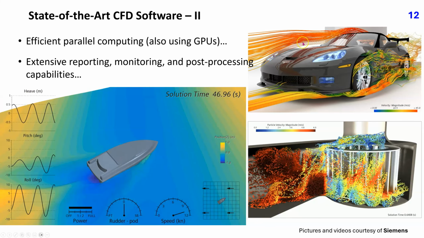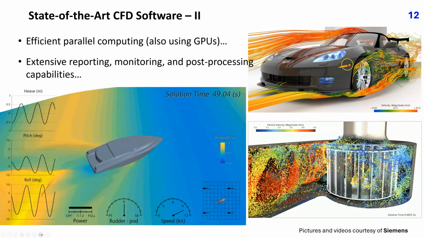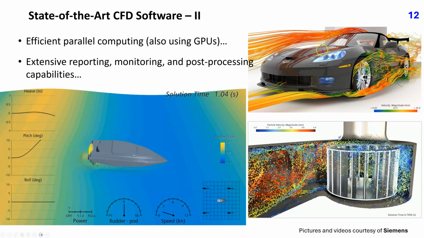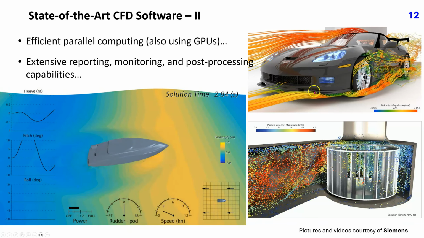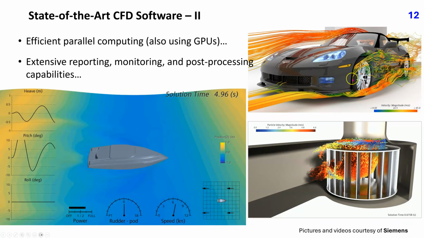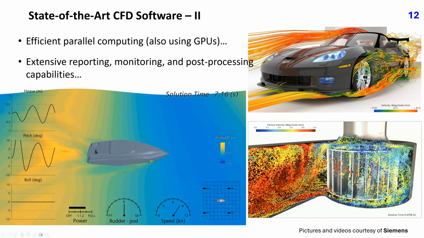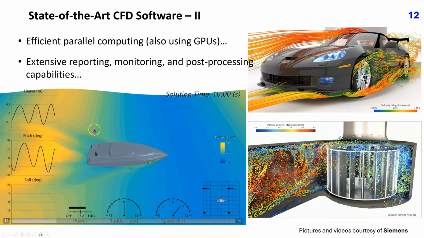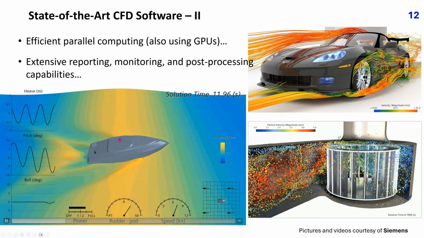Here is an example of visualization of flow around a car. We see a smooth flow in front and above the car, but a very turbulent flow around the front wheel and in the wake. This video shows simulation of a maneuvering of a high-speed boat in waves.